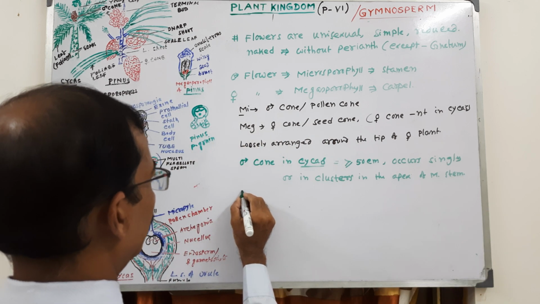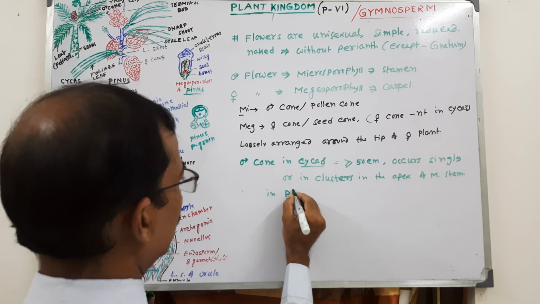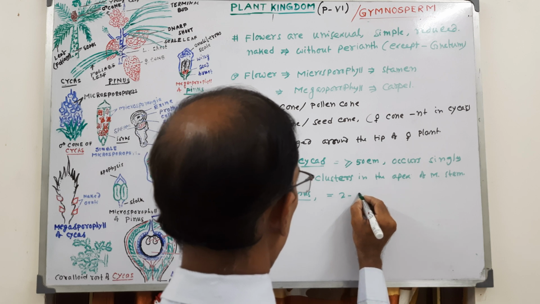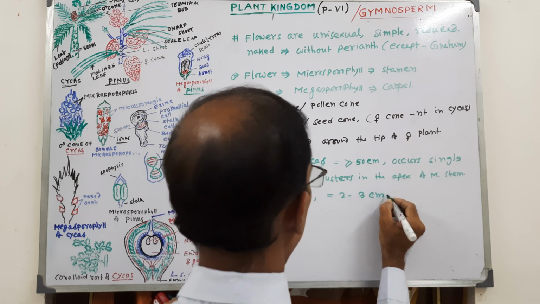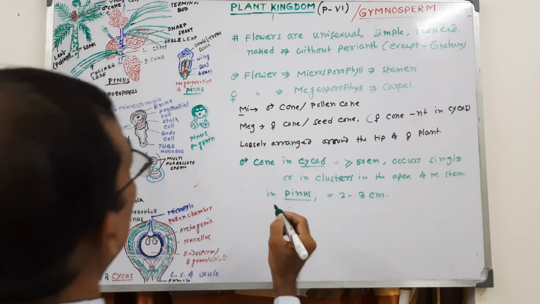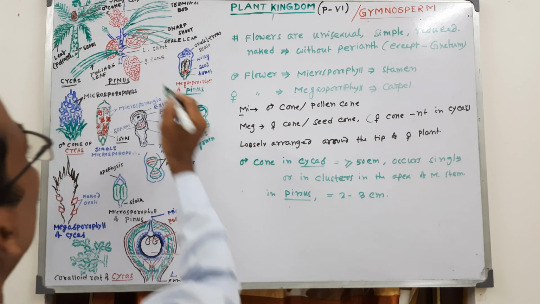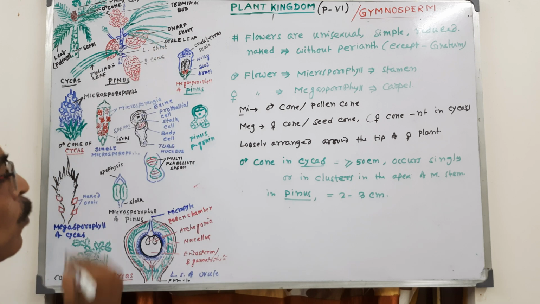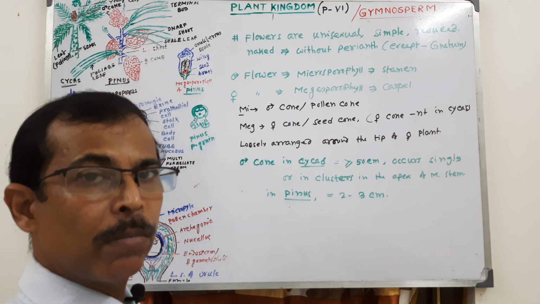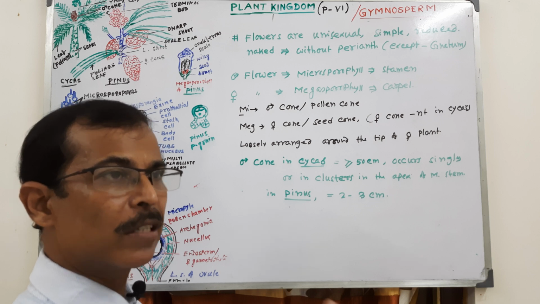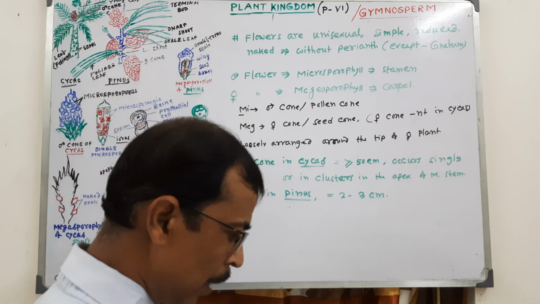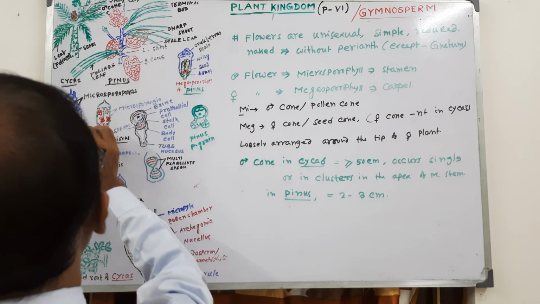But in case of Pinus, it is 2 to 3 centimeters in length and occurs in clusters at the axil of the scale leaves of the long shoot. Actually, from the axil of scale leaves there arise dwarf shoots, but sometimes a male cone or female cone may arise instead.